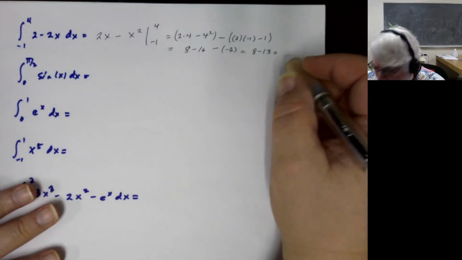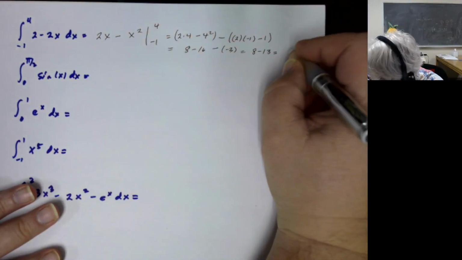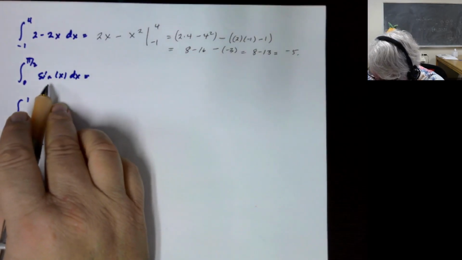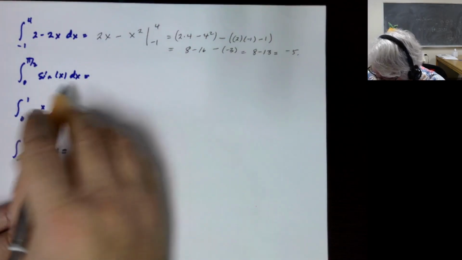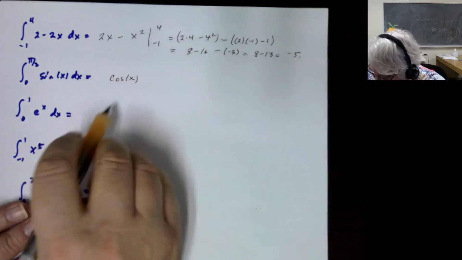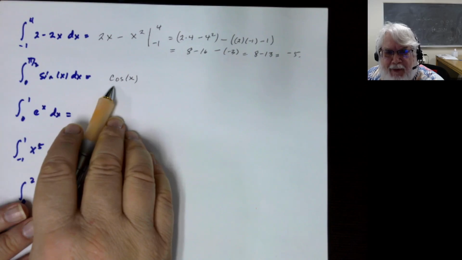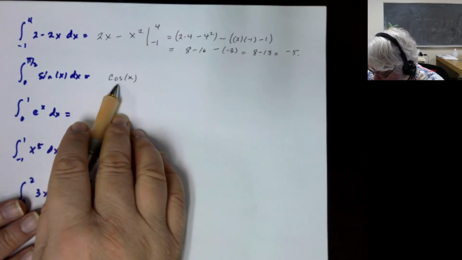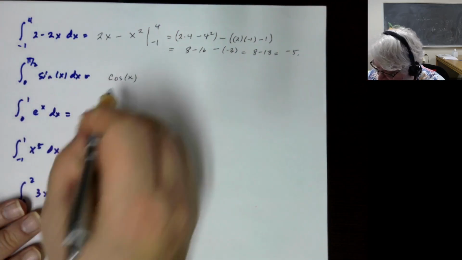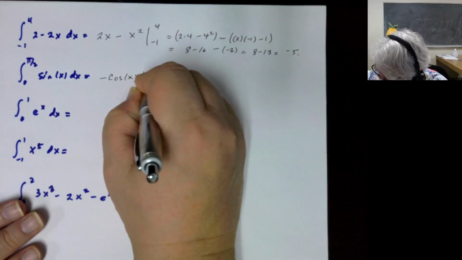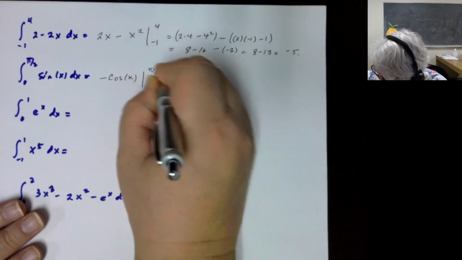Okay, so just finishing this off, 8 minus 13 is minus 5. Good. So now, continuing, we take the antiderivative of sine. Now, should this be positive cosine or negative cosine? The derivative of cosine is negative sine, so therefore I need to put a negative in front of my cosine. And then I'm evaluating from 0 to pi over 2.